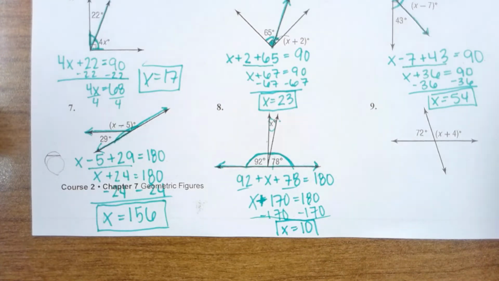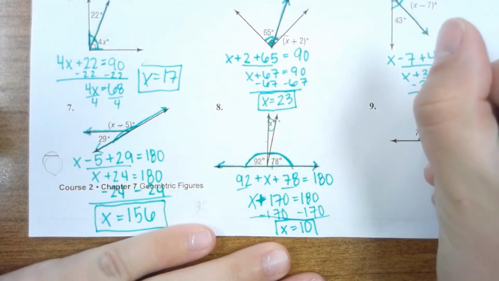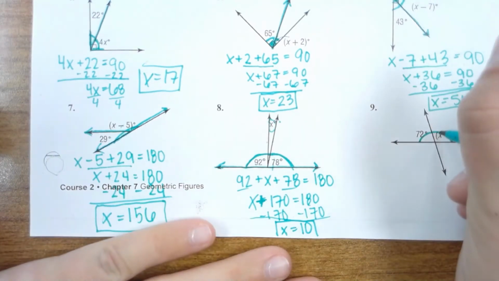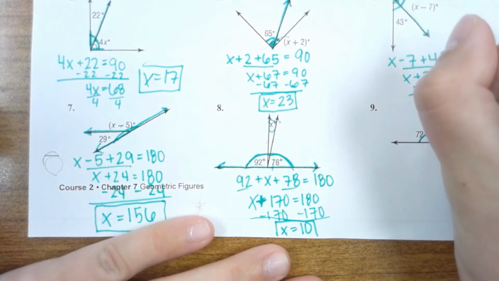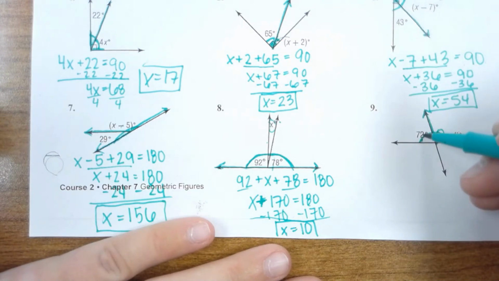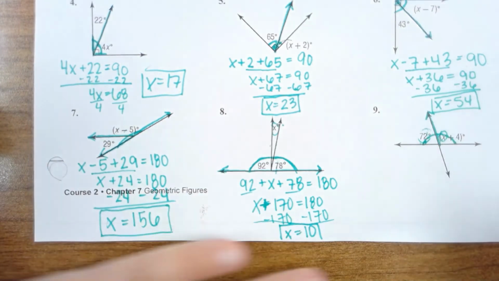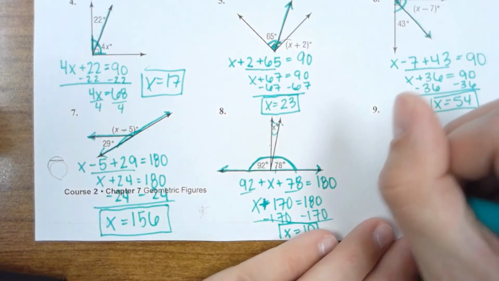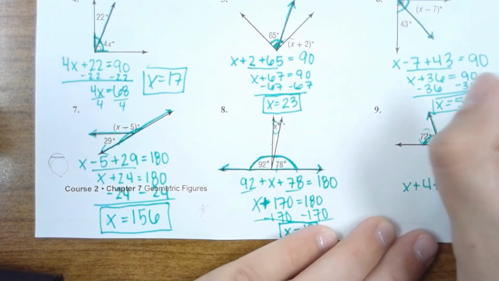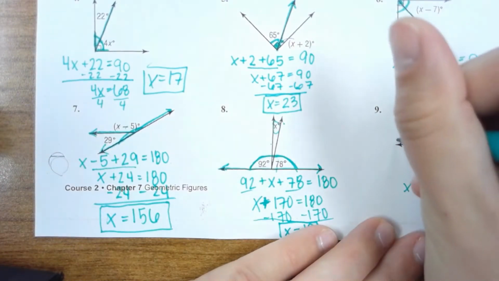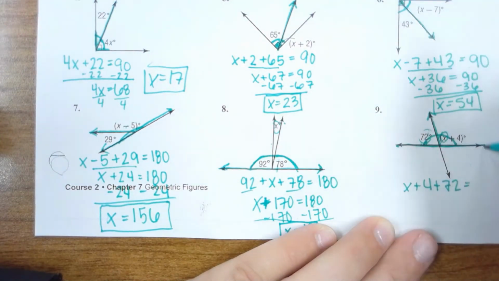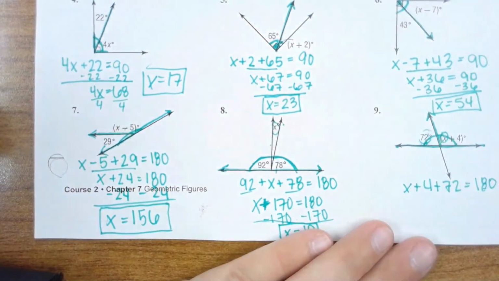All right, so go ahead and pause the video and you guys try number 9. All right, so you guys should be done with number 9. So let's see how you guys did. So again, if you are trying to solve for x, notice how you need to look for another angle that can help us. So in this case we have 72, which is adjacent to x plus 4. So if they are adjacent angles, you're going to add them together. And you need to set it equal to whatever they form. So they form a straight line, which is a 180-degree angle.